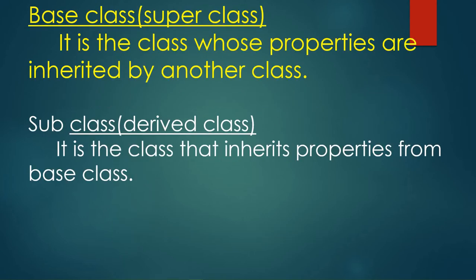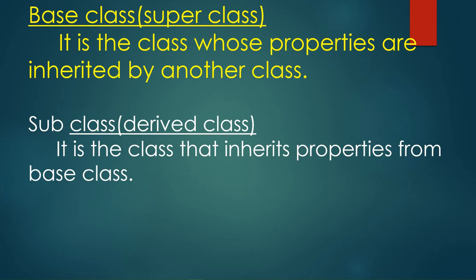So then what will be the definition of base class and subclass? Base class, another name is superclass. The definition is, it is the class whose properties are inherited by another class. In the previous example, class A is the base class because A's properties are inherited by class B.